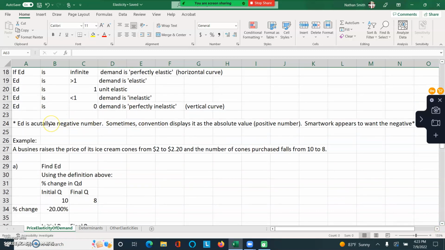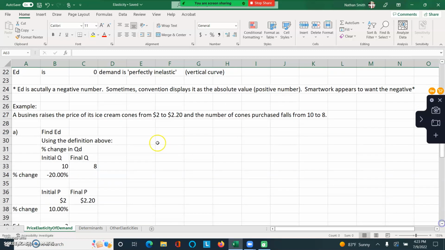So let's suppose you run an ice cream cone business and you decide to raise the price of your cones from $2 each to $2.20, and you observe that the number of cones purchased falls from 10 to 8. We want to find the price elasticity of demand for this situation. So we're going to break it down into a numerator, which is the percent change in QD, and the denominator, which is the percent change in price.